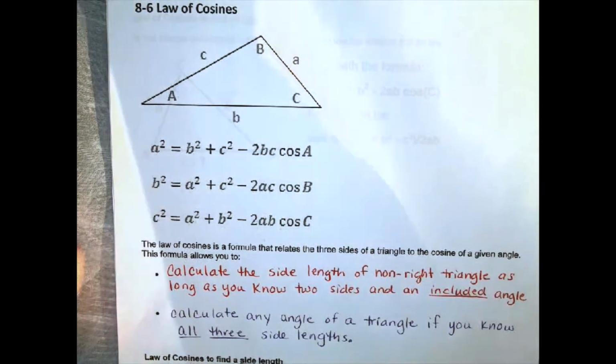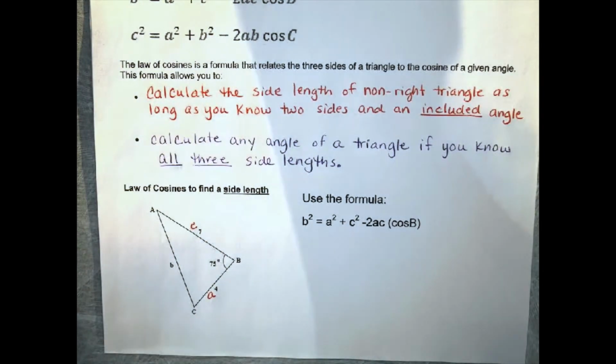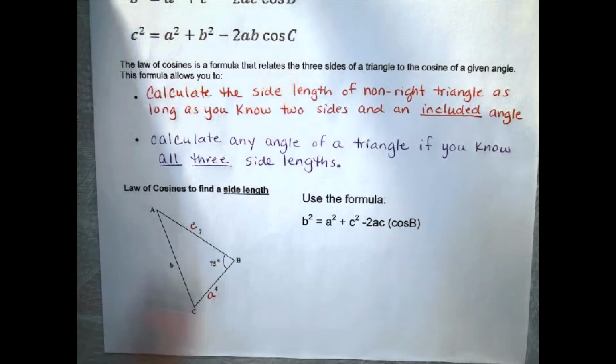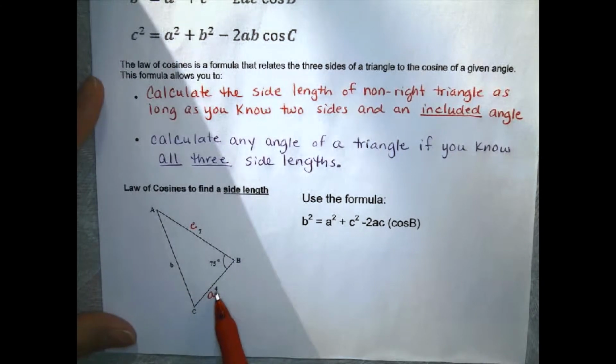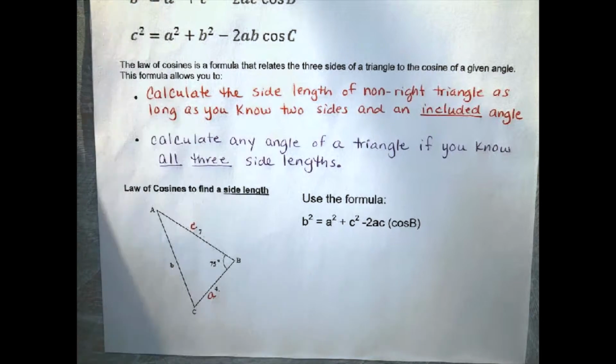In our first example, we are going to find the side length in a triangle. In this triangle, I know that side A is 4, side C is 7, but I don't know side B.